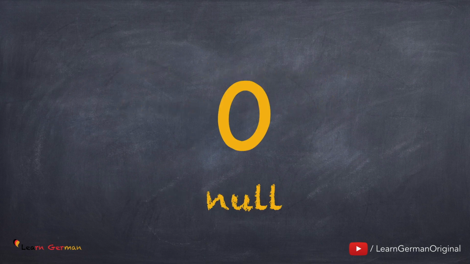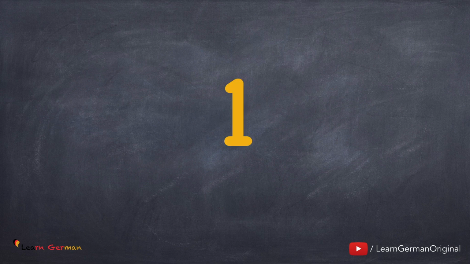Null. Once again, Null. Eins. Once again, Eins. Do note that S has the sound of Z. But whenever the letter S occurs at the end of a German word or after the last vowel within that word, it is pronounced as in English S.